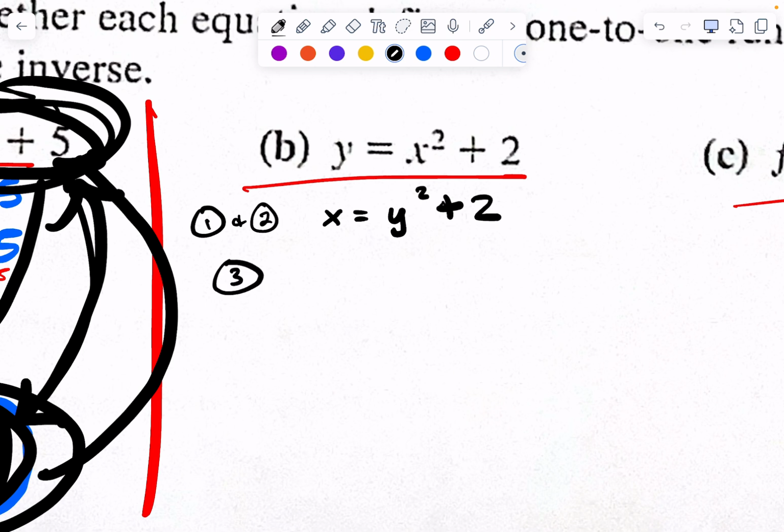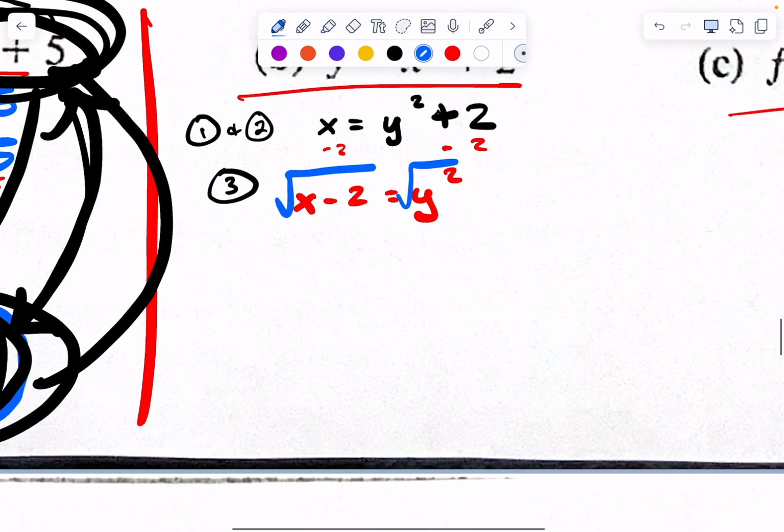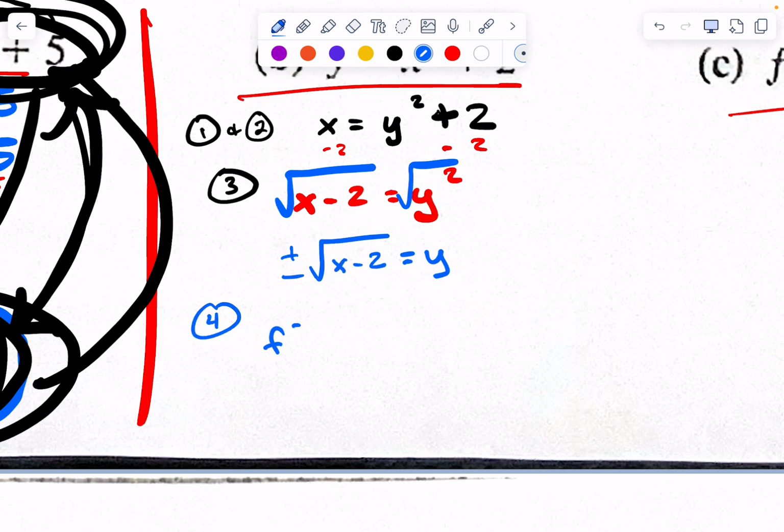Okay, step 3 is the hard part. Solve for y. What are you going to do first? Minus a 2. Okay, minus 2: x minus 2 equals y squared. Then what? Take the square root. Okay, now I have y equals, and we put the square root in, right? So we need plus and minus in front of that, and this is what we've got. Step number 4, rename it, f inverse, and I'm going to flip it around: plus or minus the square root of x minus 2.